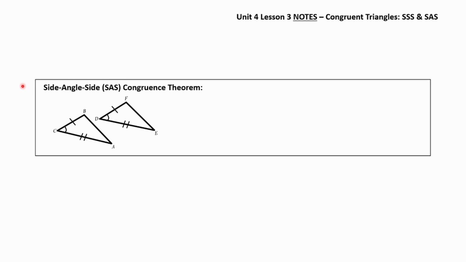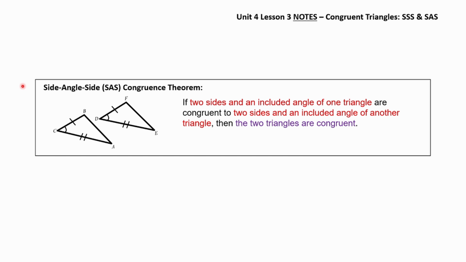It's not our only shortcut. We have another one that we'll talk about today, as well as a few more in upcoming lessons. If we ever see this scenario where I have what's called side angle side, which formally states that if two sides and an included angle, and we'll talk about what that means here in a second, of one triangle are congruent to two sides and an included angle of another triangle, then the two triangles are congruent. So in this case, we would say triangle BCA is congruent to triangle FDE.